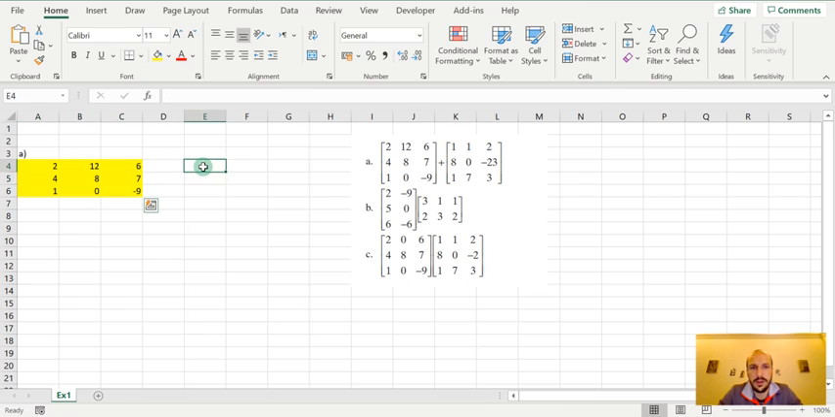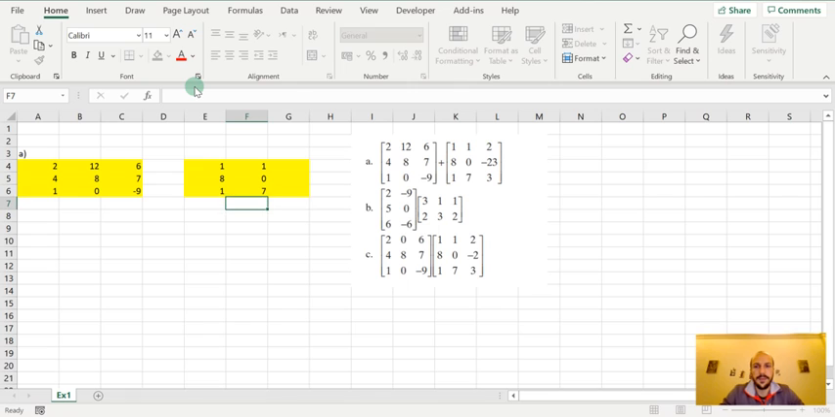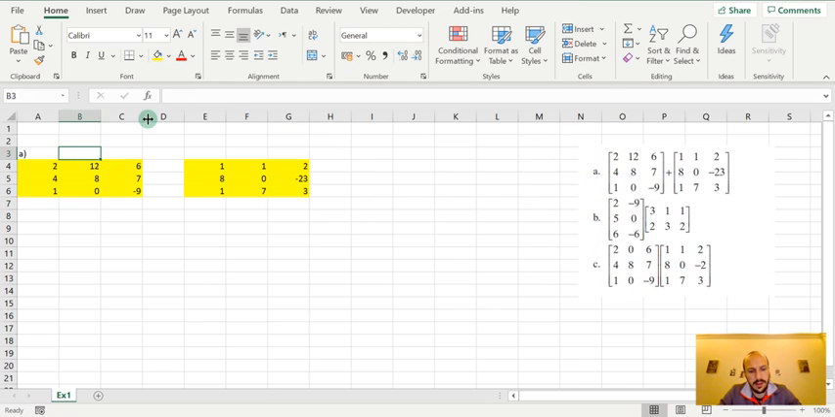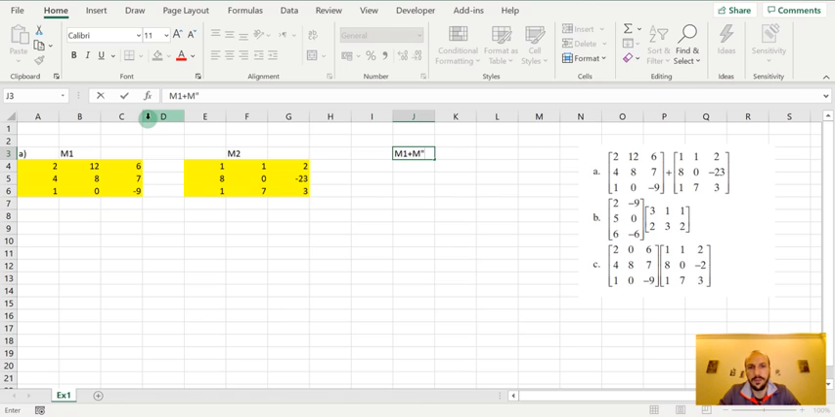And we need to add the second matrix here. We have the second matrix: 1, 8, and 1, 107, and finally 2, -23, and 3. Great. So we would like to add these two. So we call this one M1, matrix 1, and this one matrix 2. So here we will do the addition M1 plus M2.